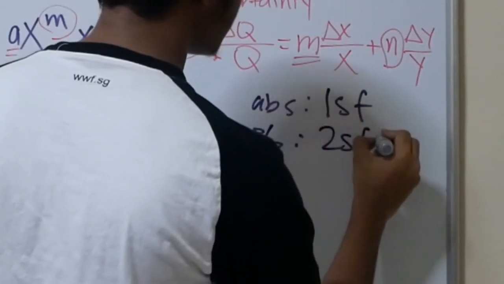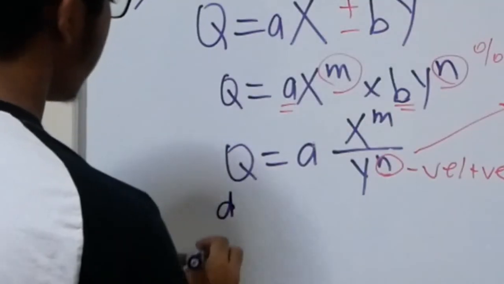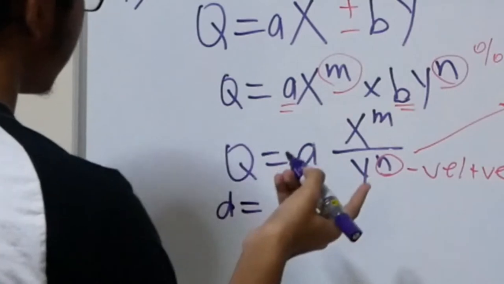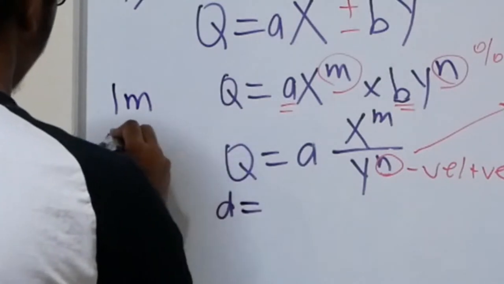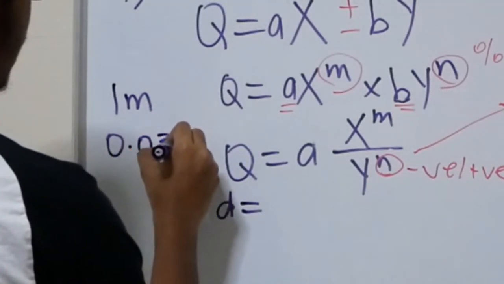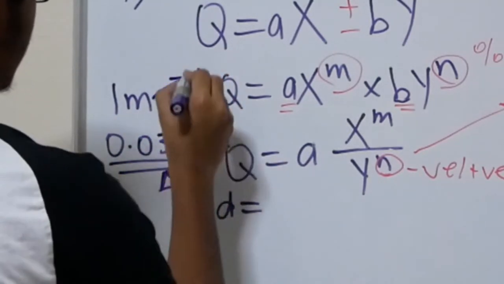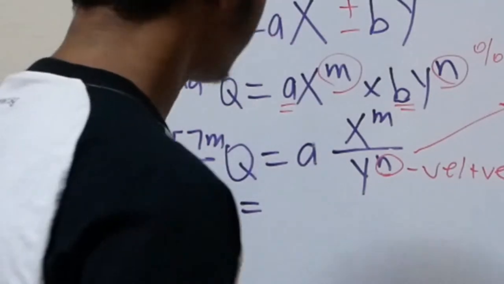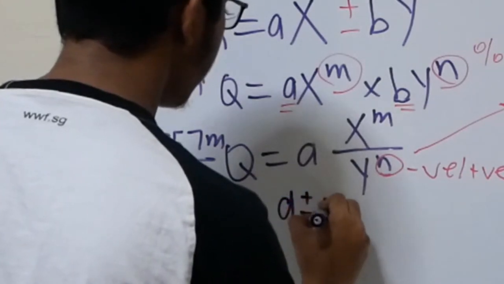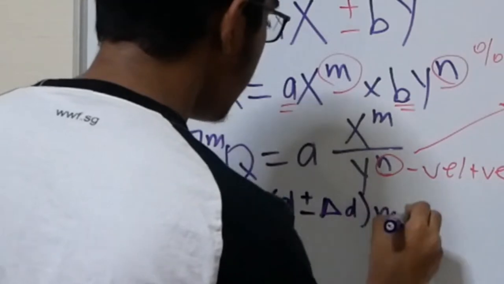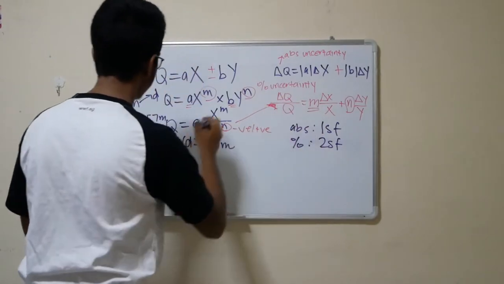It is 2SF. For example, Q is some distance unit, so let's use D, the case of distance. The actual distance that you measured was 1 meter, and the uncertainty that you calculated was like 0.0357 meters. This is your D, and this is your del D, which is the uncertainty. Now, how do you express this? You will express this as D plus minus del D meters. Here you're finding the absolute uncertainty, not the percentage uncertainty. This is percentage uncertainty. This is absolute.